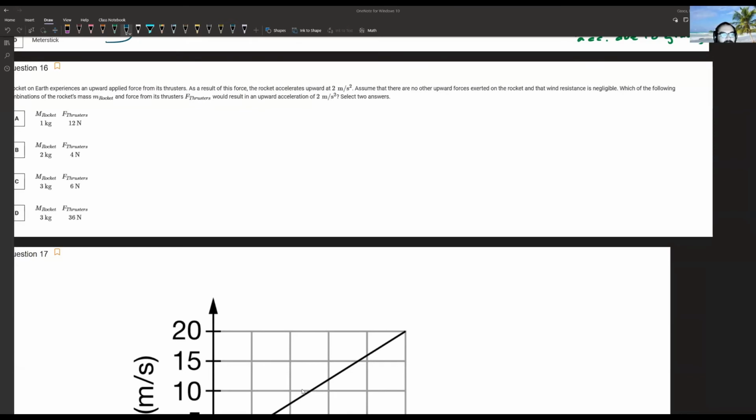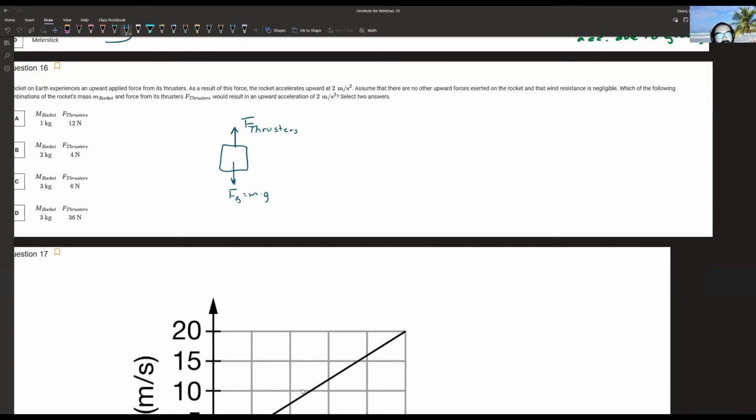Okay, we're going to go ahead and start working it out. You guys are welcome to continue submitting your answers. So we have a thrust acting upwards, force from the thrusters. And we have some gravitational force, the force due to gravity, which is given by gravitational mass times gravitational field strength, or m times g.